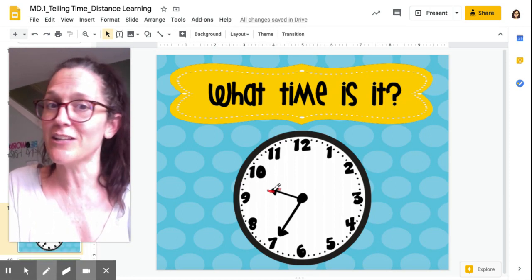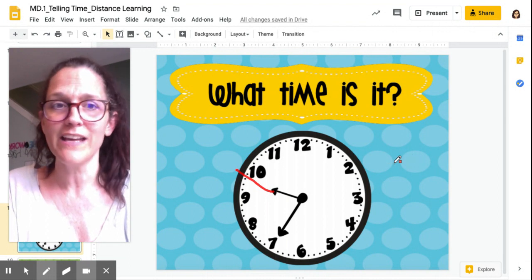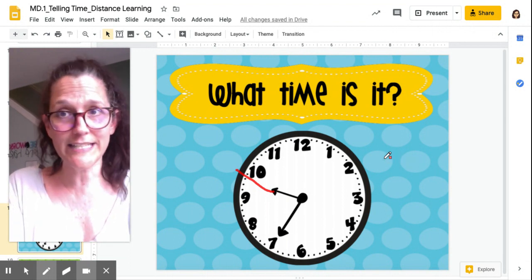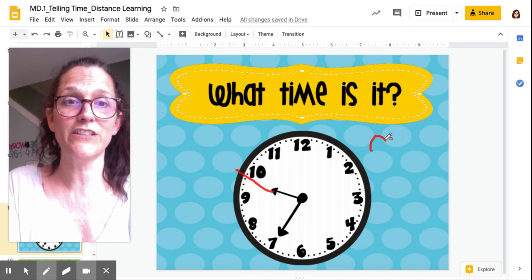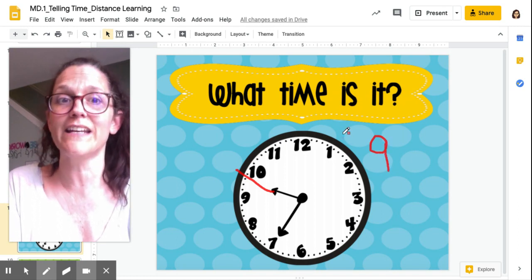So I'm going to start with my hour hand. I'm going to drag it out. I see that it's not yet to the 10, so I need to write 9. It's still in the 9 o'clock house.